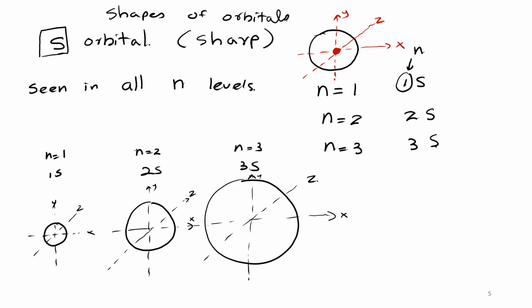So you can see, as the n level keeps on increasing, the size of that orbital is also going to increase. So in each case, you will find your nucleus in the center where you have your X, Y, and Z axes meeting. So make sure you know that s is seen in all n levels.